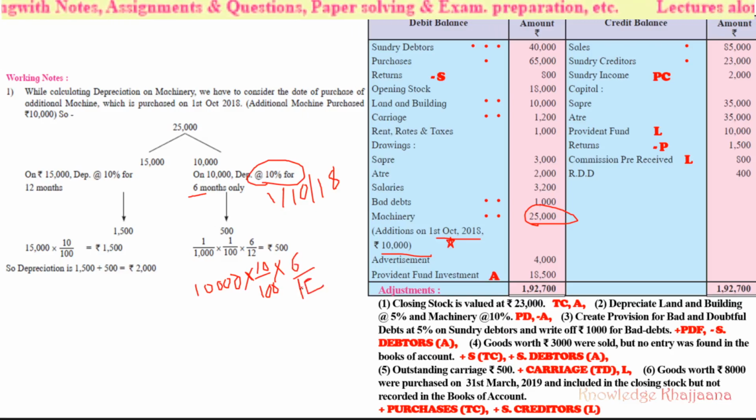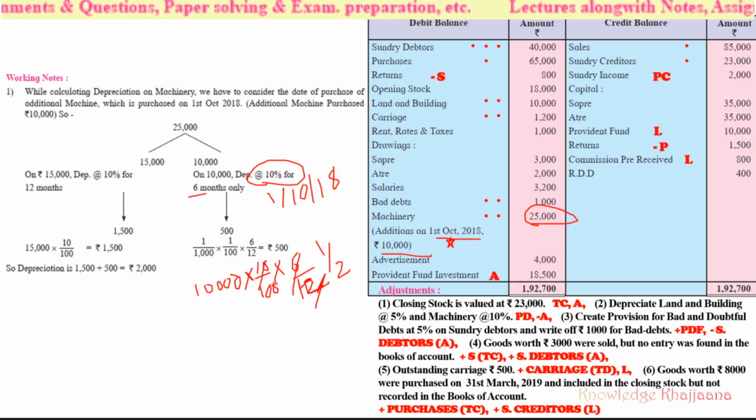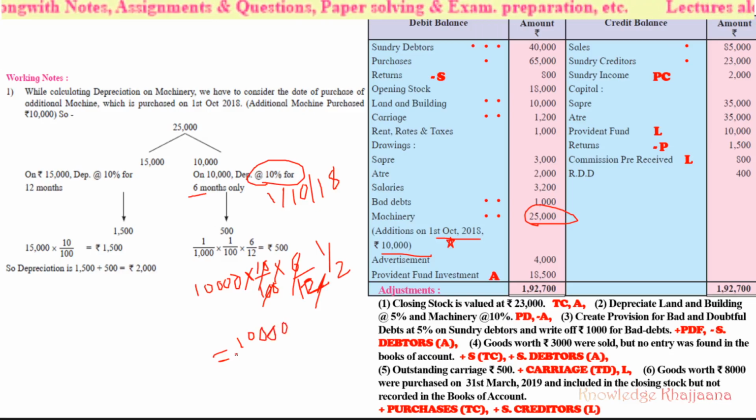See, 6 divided by 12 is 1 by 2. Okay, and 10 divided by 100 is 1 by 10. Okay, so simply how we can calculate? 10,000 divided by 10 divided by 2.